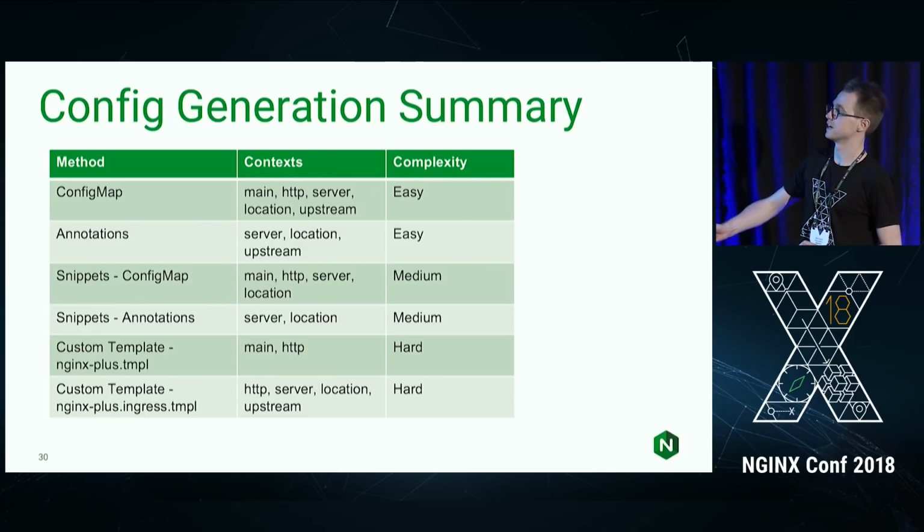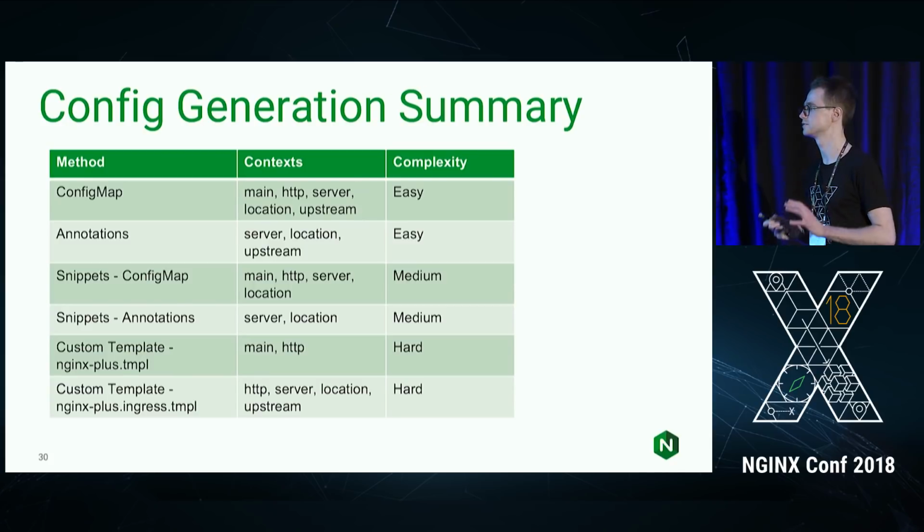So this is the summary of all the advanced configuration methods. We have the ConfigMap keys and annotations, and they're very easy and straightforward to use. We have the snippets, and snippets are more low level because you're working with raw NGINX config. So that's why it's medium complexity. And we also have the custom templates method. If you want a high level of control over how any config is generated, you can customize the template. But I consider it a hard exercise because it takes more time, and it's more error prone.